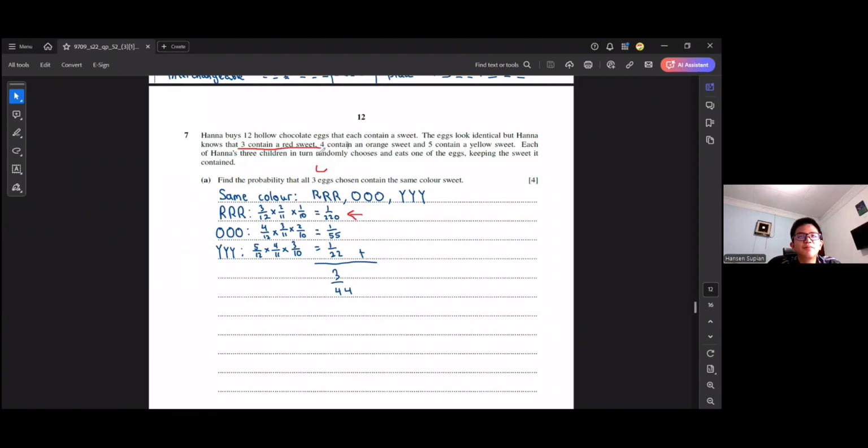Then 4 over 12 times 3 over 11 times 2 over 10 with the same mechanism. And YYY is also the same. 5 contain a yellow sweet, so 5 over 12 times 4 over 11 times 3 over 10, so it becomes 1 over 22. And if we add them all up, it will be just 3 over 44.